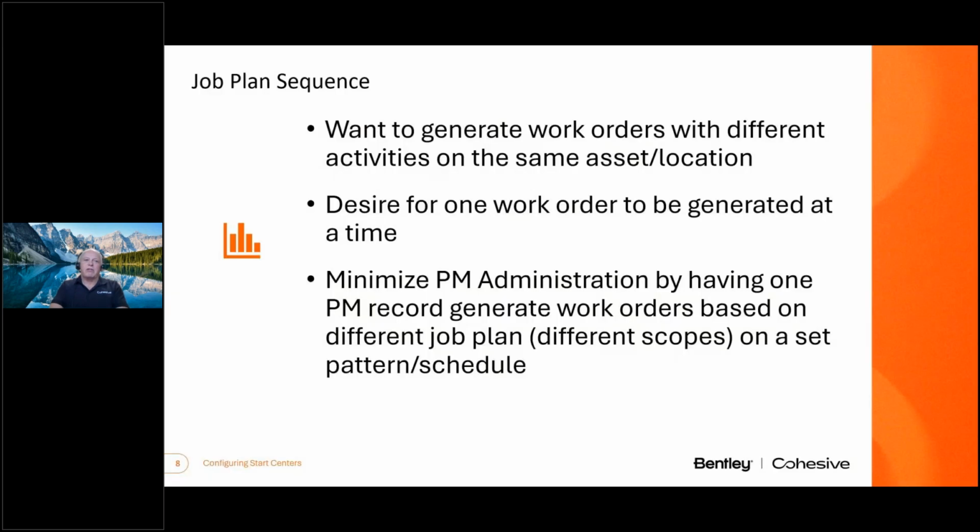So the first thing is job plan sequencing is used to generate work orders using different job plans in a set order. Okay, so we want to use one PM, and we're going to create work orders from that PM, but each work order can have a different scope of work based on the job plan that's going to be generated. One of the advantages of that is you end up with fewer PM records to manage and maintain.